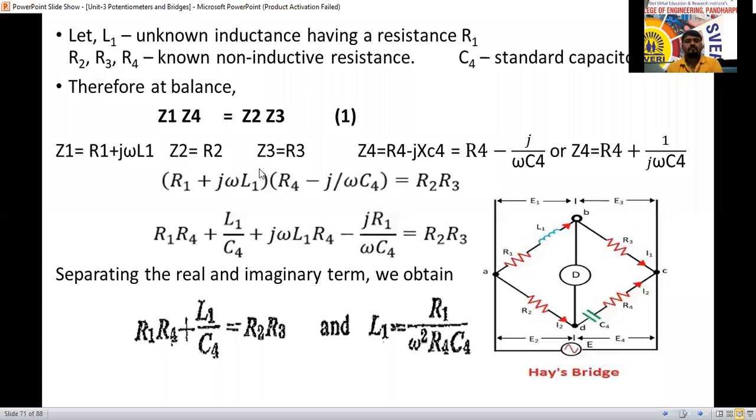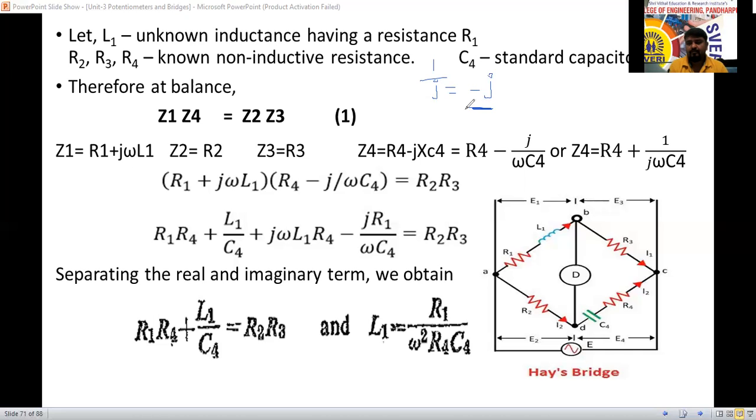Okay. See here. Z4 matters now here. It is a combination of capacitor and resistance. R4 minus jXC4 we can use for the capacitance. Inductance means plus we can use. Otherwise, XC4 equal to 1 by omega C4. And we know the formula, that 1 by j equal to how much? Minus j. There is a formula for the complex term: 1 by j equal to minus j we can write.